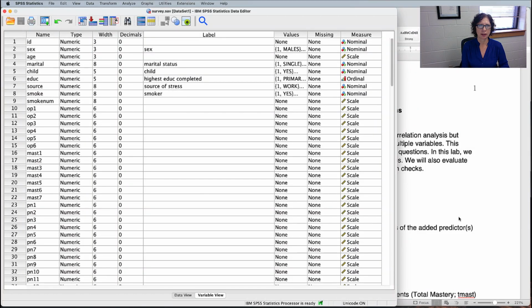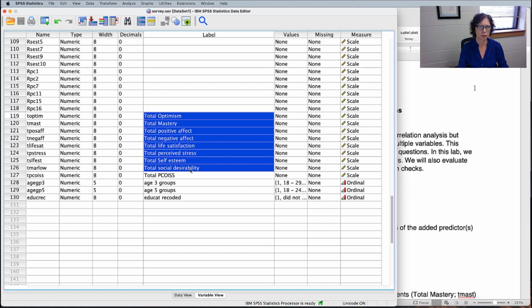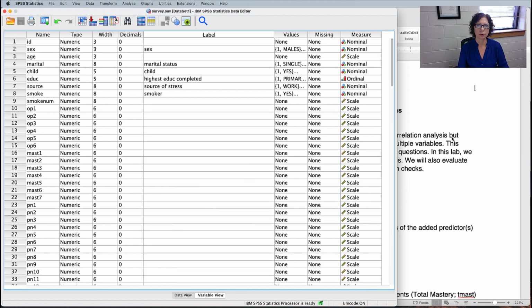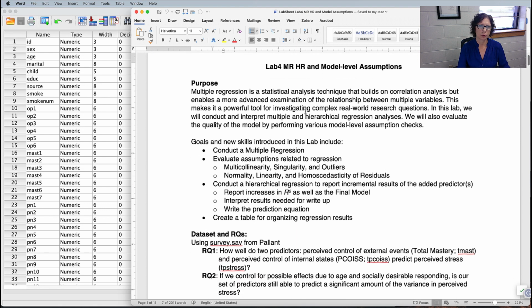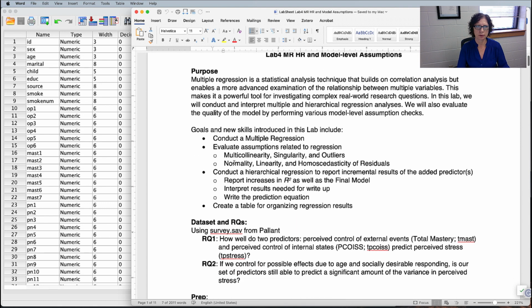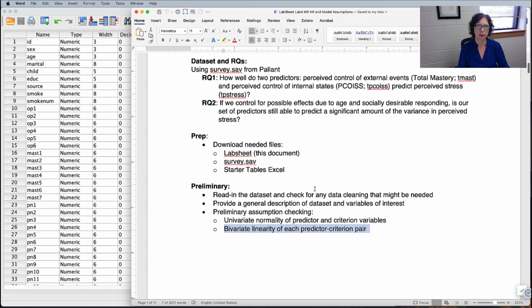Starting with our data set, you want to open the survey.sav data set, and this is the one that already has these totals computed for us. So make sure that's the one you're opening up, and also have your lab sheet at the ready. It goes over the purpose, the goals and skills that we're going to be working on in this lab, and it sets us up with research questions that are relevant for regressions.